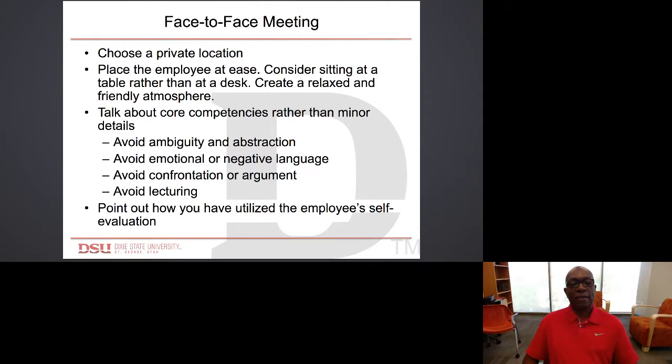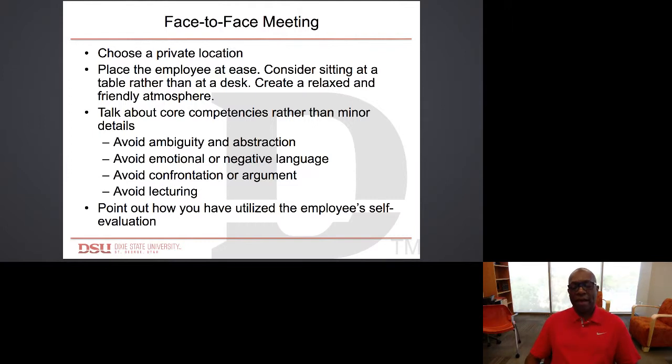In the face-to-face meeting, choose a private location. Place the employee at ease. Consider sitting at a table versus sitting at a desk. Create a relaxed and friendly atmosphere. Talk about core competencies rather than minor details. Avoid ambiguity and abstraction. Avoid emotional or negative language. Avoid confrontation or argument, and avoid lecturing.